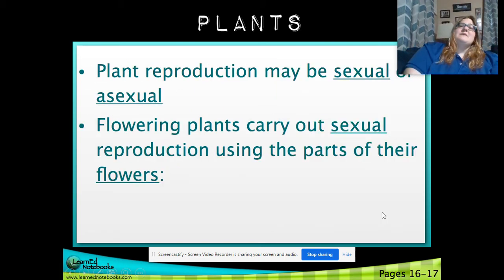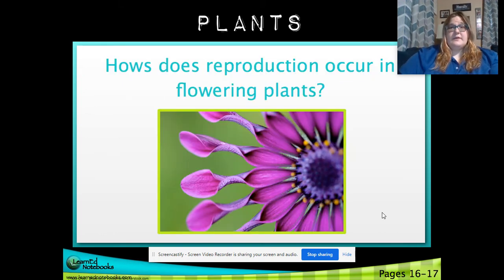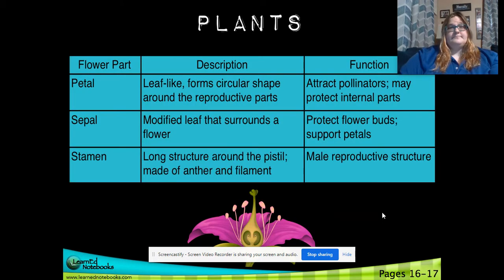Plant reproduction may be sexual or asexual. Flowering plants carry out sexual reproduction using parts of their flower. So how does reproduction occur in a flowering plant? Remember, there's the pistil, the stamen, and bees that help. Bees, bats, butterflies, birds, sometimes humans.